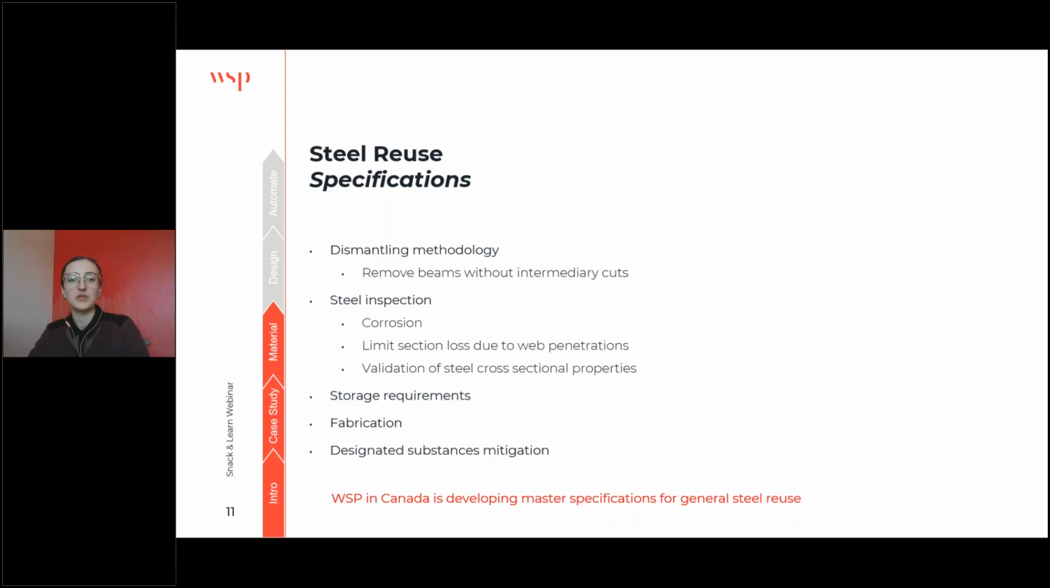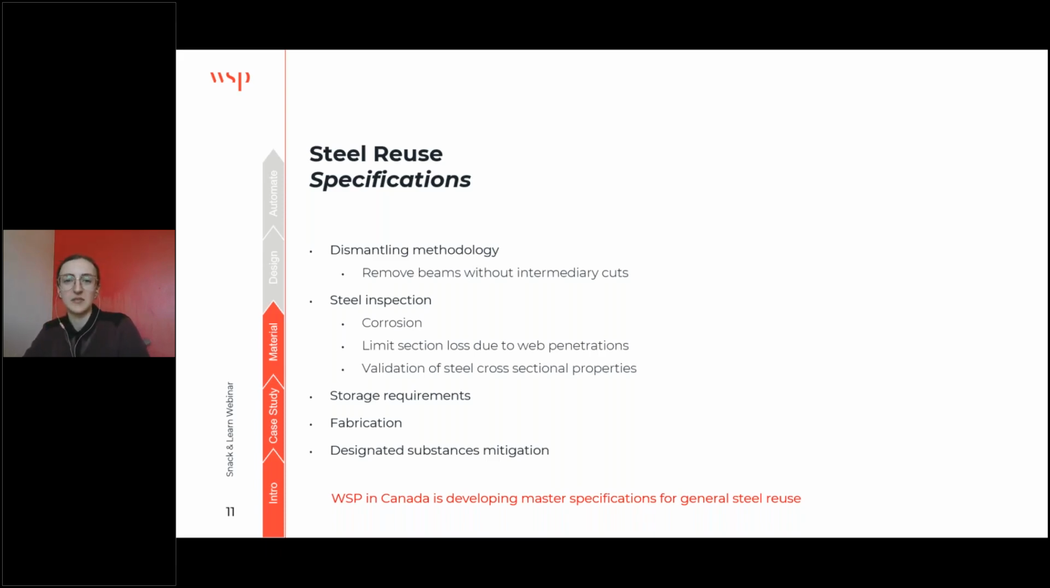It's also important to validate that the cross-sectional area that you're expecting is what is truly there in the reused steel beam, so that you have confidence when designing with the member that you're using the correct size. The steel will also need to be stored, and you'll need to inform your fabricator that you're working with reused steel so they know how you're managing the steel and what to expect. And in this case study, that means having all bolted connections.